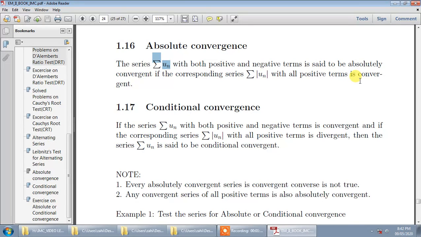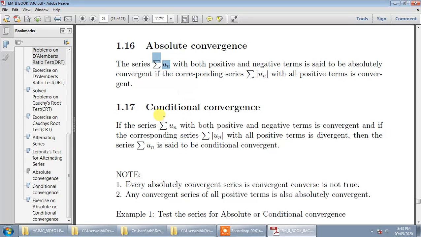So for showing that a certain series is absolutely convergent, you are supposed to show that summation mod un is simply convergent. And you can show that summation mod un is convergent by your previous tests. That is, you can use the p series, the geometric series condition, the comparison test, D'Alembert's ratio test, or Cauchy's root test. All the tests you can use, and if it is convergent, then summation un is said to be absolutely convergent.